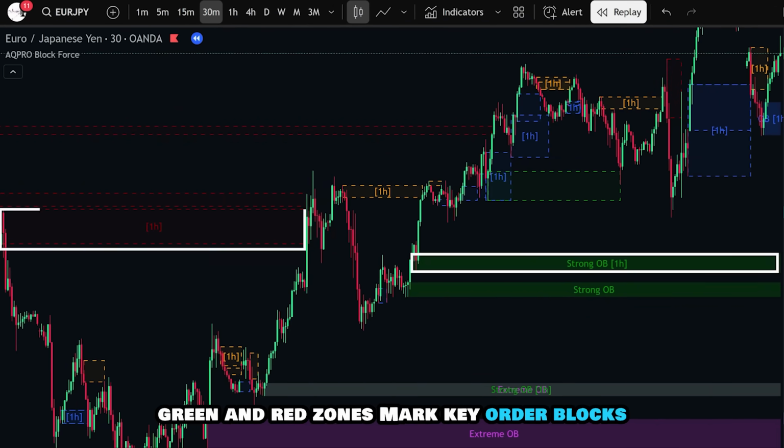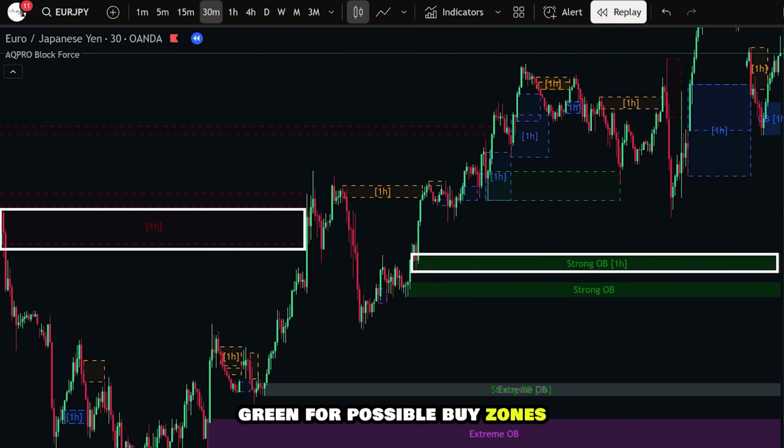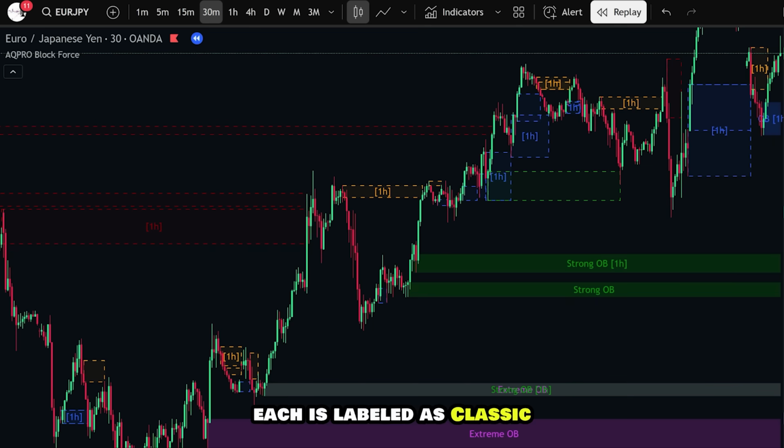Green and red zones mark key order blocks. Green for possible buy zones, red for sell zones. Each is labeled as classic, strong, or extreme, based on how important or strong the zone is.